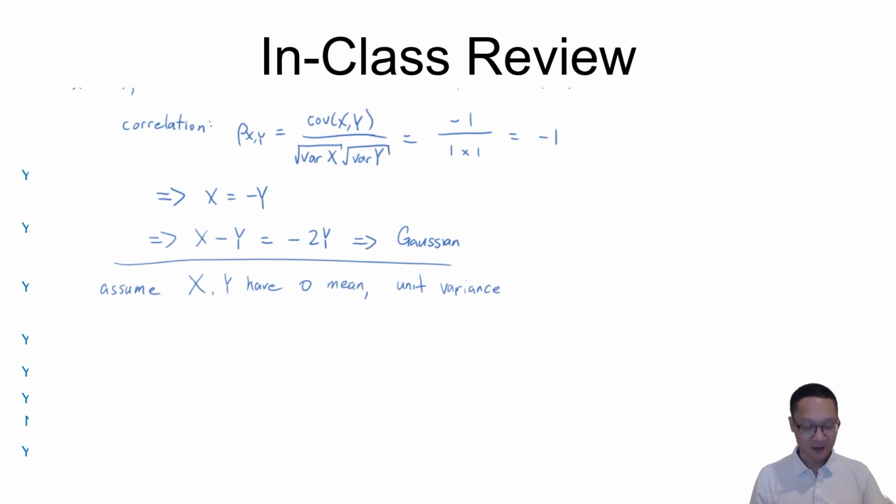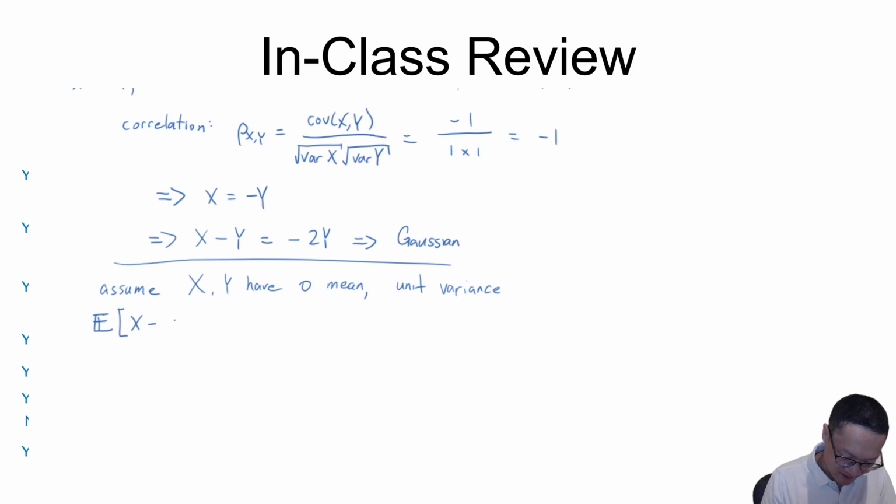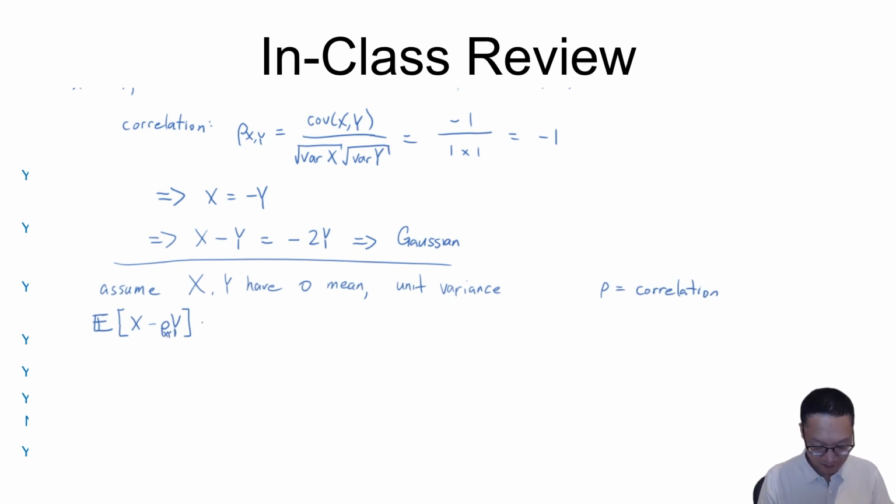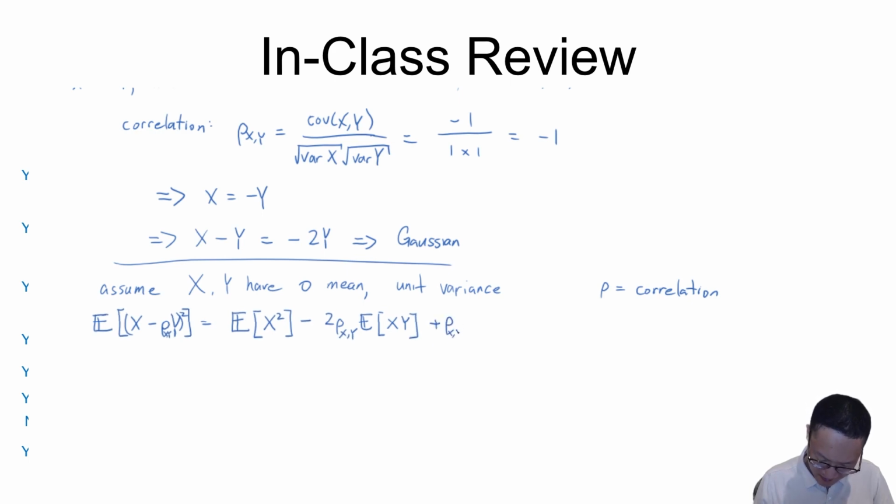So now we're going to do a bit of math. Maybe it's unclear why we're doing this for now, but bear with me. Let's compute the expected value of (x minus rho y) squared, where rho is the correlation. Previously we said rho xy, so I guess we can put it down here as well. If we expand this out, we get the expectation of x squared, minus 2 rho expectation of xy, plus rho squared expectation of y squared.